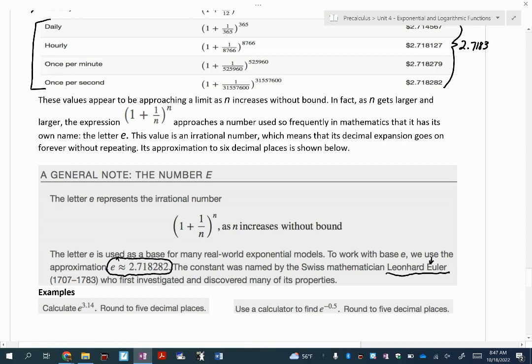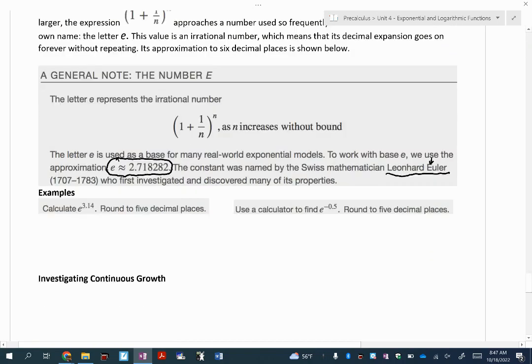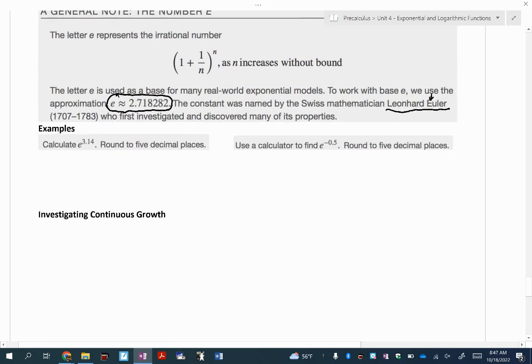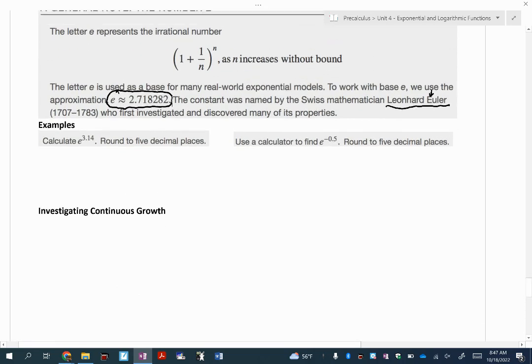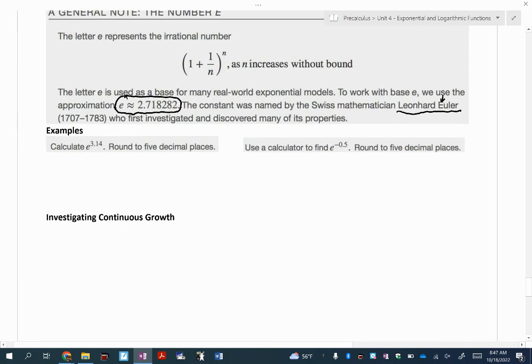So approximately 2.7183. In terms of its characteristics, it's similar to pi, in that it is an irrational number going on forever. But we use it whenever we see compounding continuously, or continuous growth, or when we do exponential half-lives and radioactive decay, you'll get that letter E.